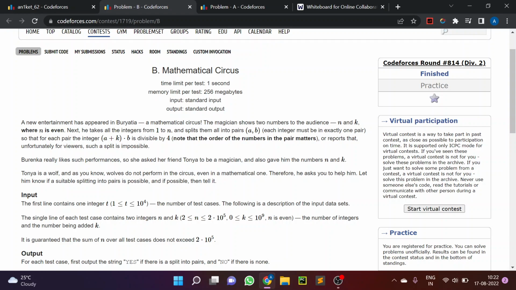So from 1 to n we have to choose two integers a and b such that (a plus k) times b becomes divisible by 4. And if it is not possible, we will output no.